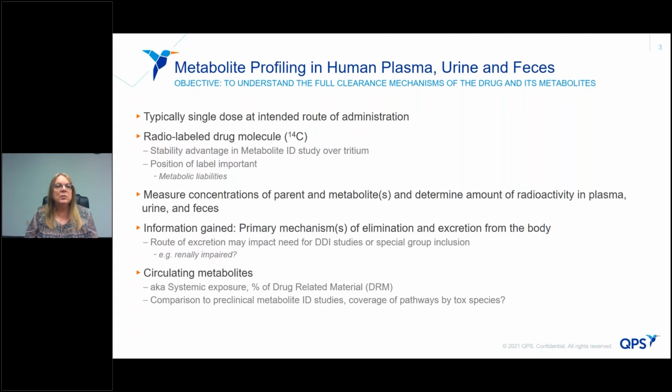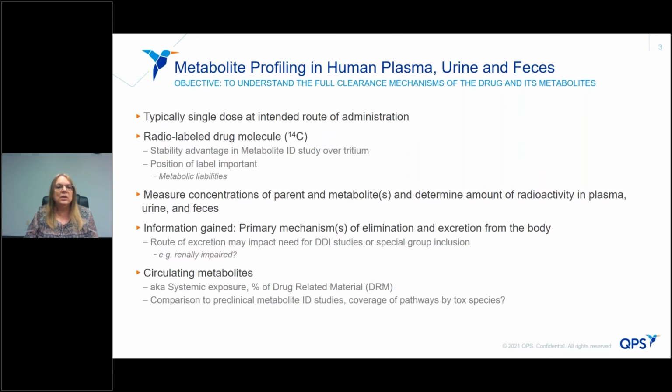And the position of the radio label is also important. If your compound is cleaved metabolically, you want to know that ahead of time to decide where the radio label should be. What we do in these studies is we measure the concentrations of parent and metabolites and determine the amount of radioactivity in the various matrices. And what we get from that is the primary mechanisms of elimination and excretion from the body. And the route of excretion may impact the need for DDI studies or special group inclusion.